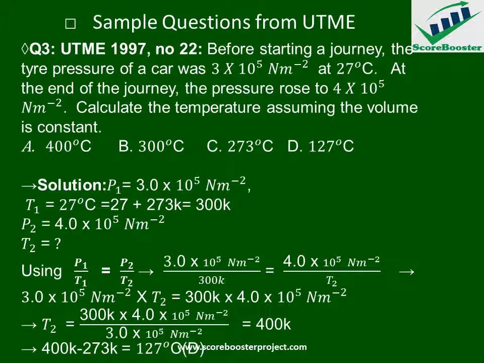But the answer here is expressed in degrees Celsius, and we can convert 400 Kelvin to degrees Celsius by subtracting 273 from it. Therefore, 400 minus 273 will give us 127 degrees Celsius, making option D the correct answer for this particular question.